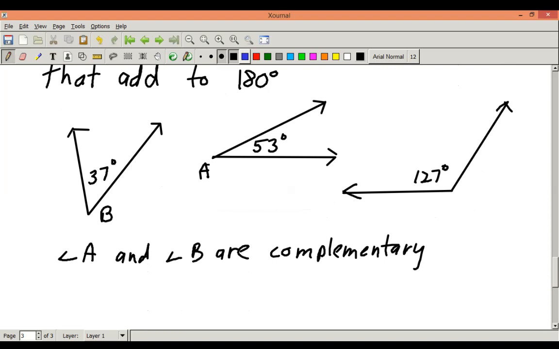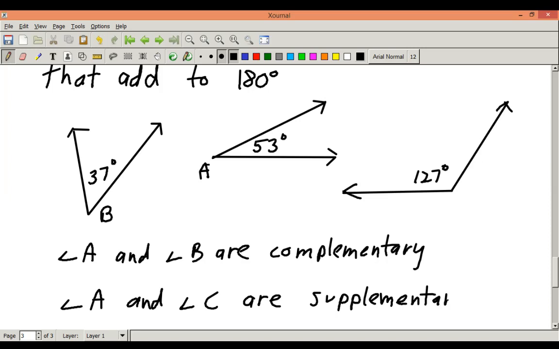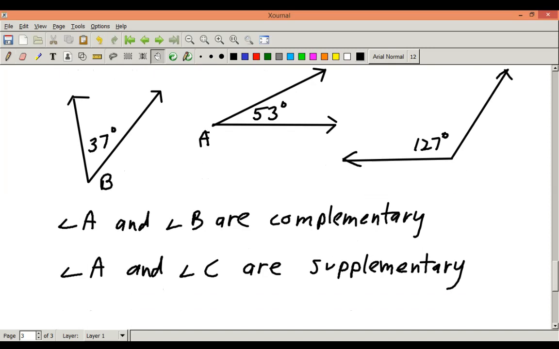And likewise, if we compare angle A and angle C, those two angles are supplementary. Because if you look at those two angles, you have 53 degrees and 127 degrees. Those add up to 180 degrees. And so that means they are supplementary. Okay, we'll do a couple examples. Actually, I got three examples, and then we get another definition.